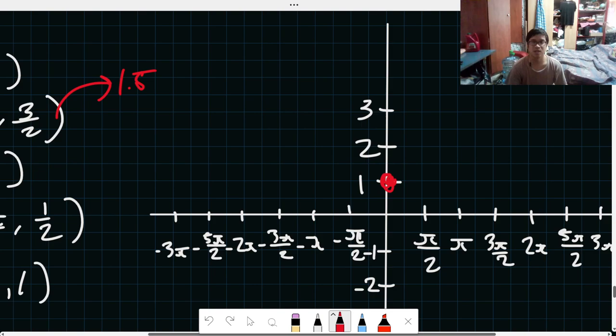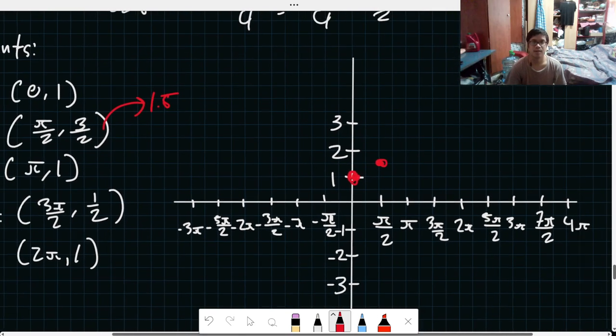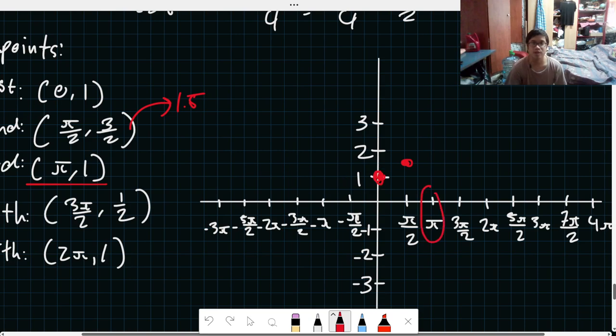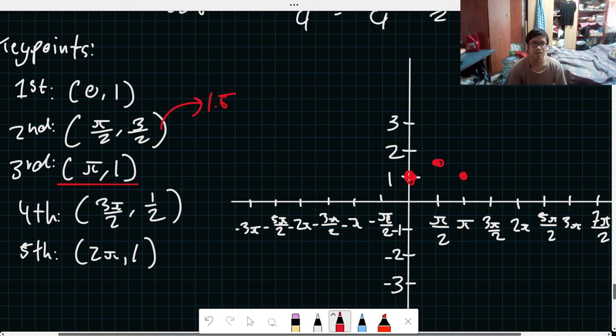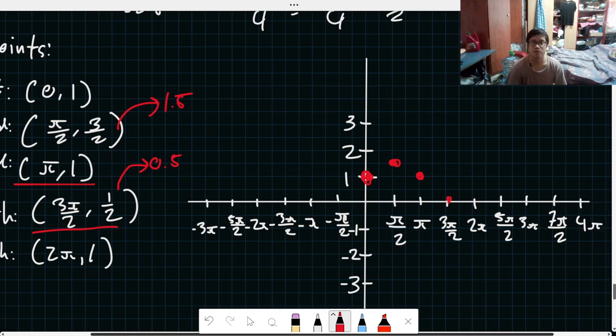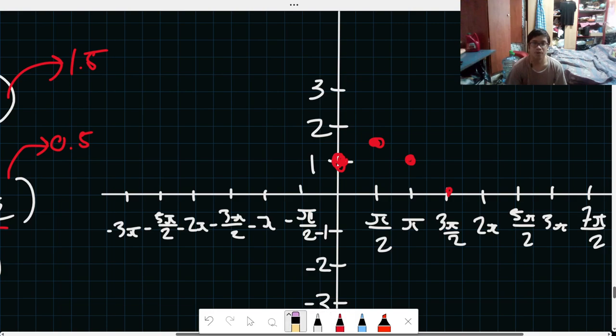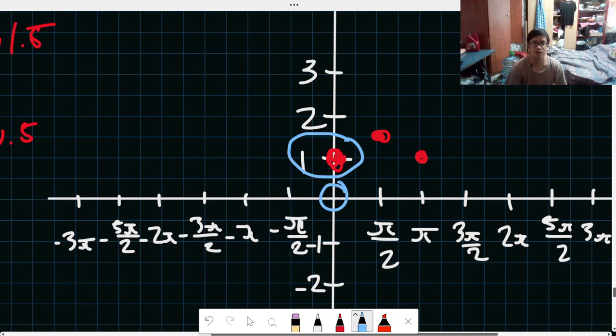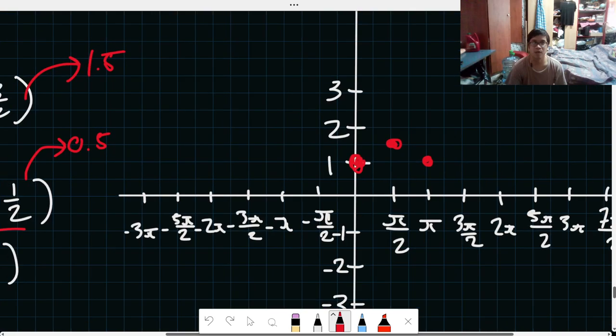So you could say that this is actually smaller, but let's just plot it anyway. So it's here. The next, we have pi, 1. So this is pi, 1, so it's here. Then next, 3 pi all over 2, 1 half. 1 half is just another way of saying 0.5. And if you're asking me where 0.5 is, it's basically between 1 and 0. So 0.5 exists midway before 1. So that means I will have the point here.